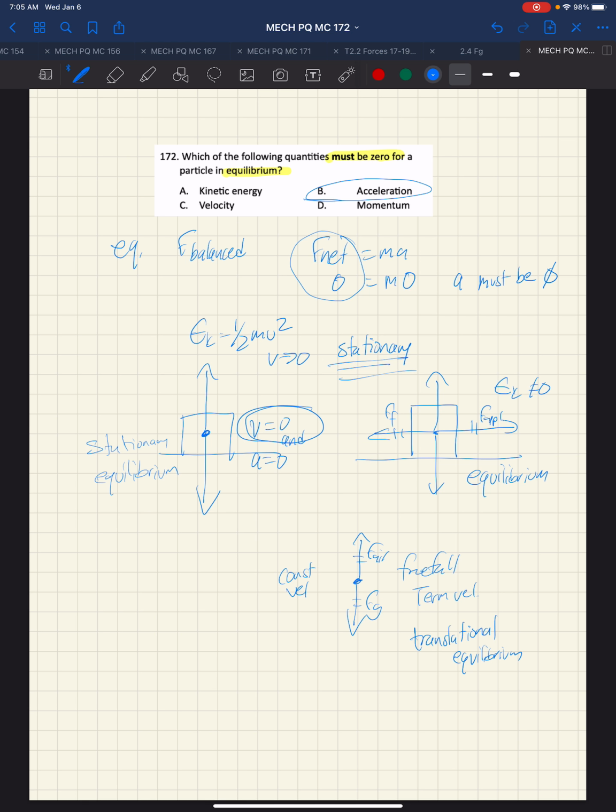So the kinetic energy does not have to be zero, the velocity does not have to be zero, and momentum, P equals mv. Notice all three of these choices, momentum and velocity and kinetic energy, they don't have to be zero. And so therefore all three of those are eliminated. And that's 172.